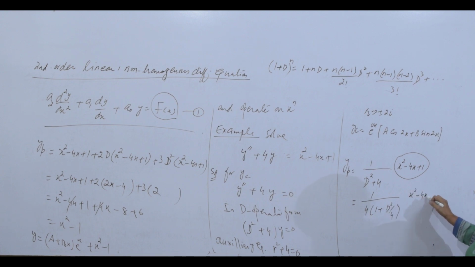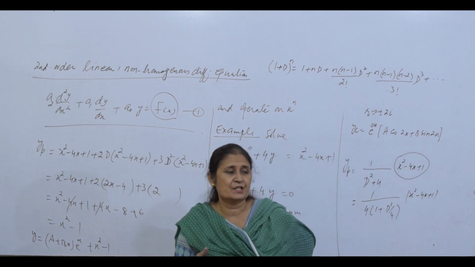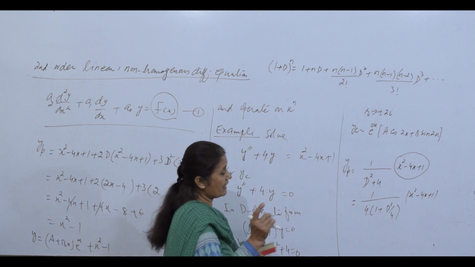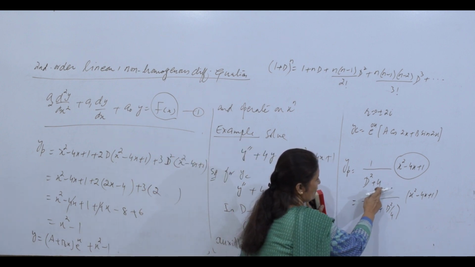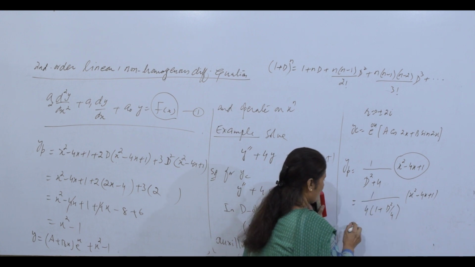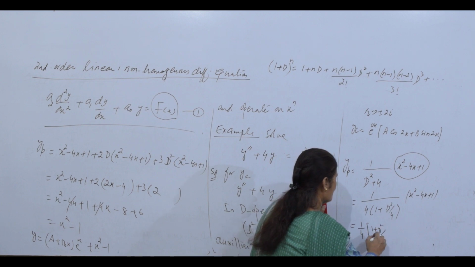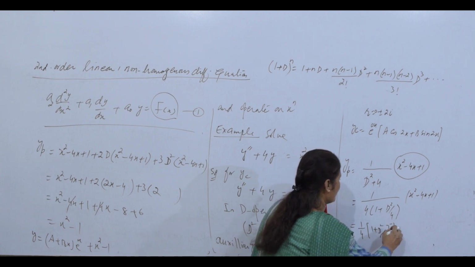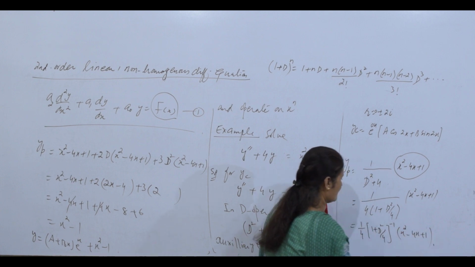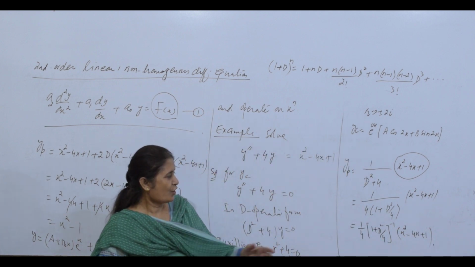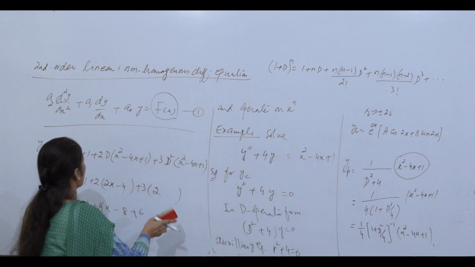x square minus 4x plus 1. This you should do, because for the binomial series you must have one term 1. And if you are going to get 1, the smallest is taken out. So if you take it out, this is 1, this is D square by 4. So now this is 1 by 4 there, 1 plus D square by 4 raised to the power minus 1, x square minus 4x plus 1. Look at that. Now you are expanding this using binomial series and operating on it.